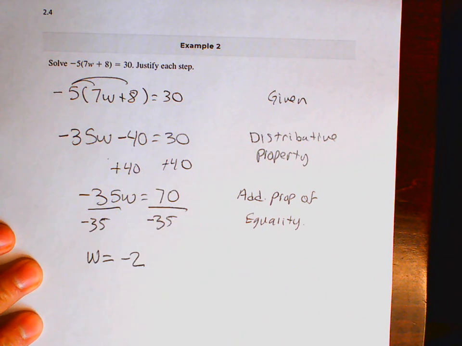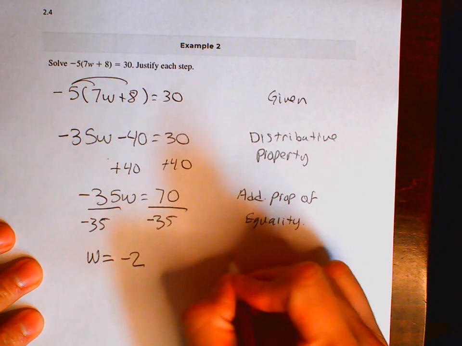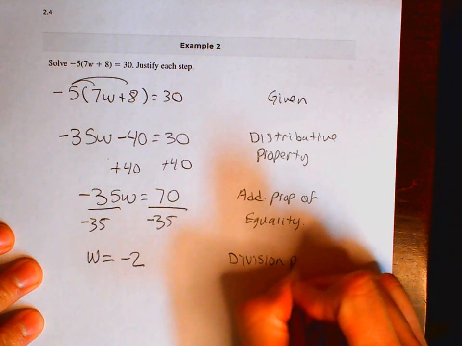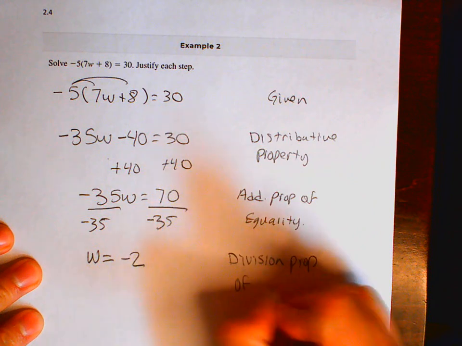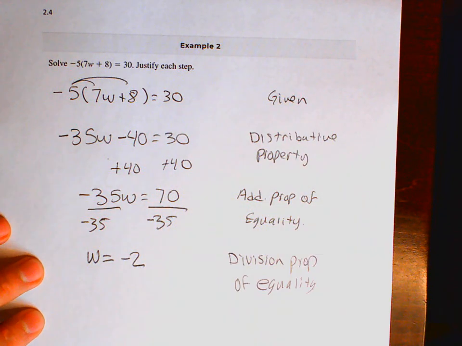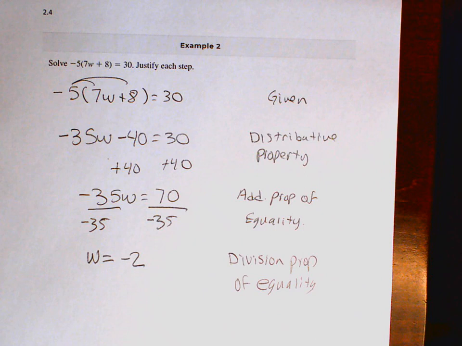So w is going to equal negative 2. And what did we do? We used the division property of equality. Okay? If I'm going a little fast, guys, pause it so you can take your notes. So that's example number 2. Let's go to example number 3.